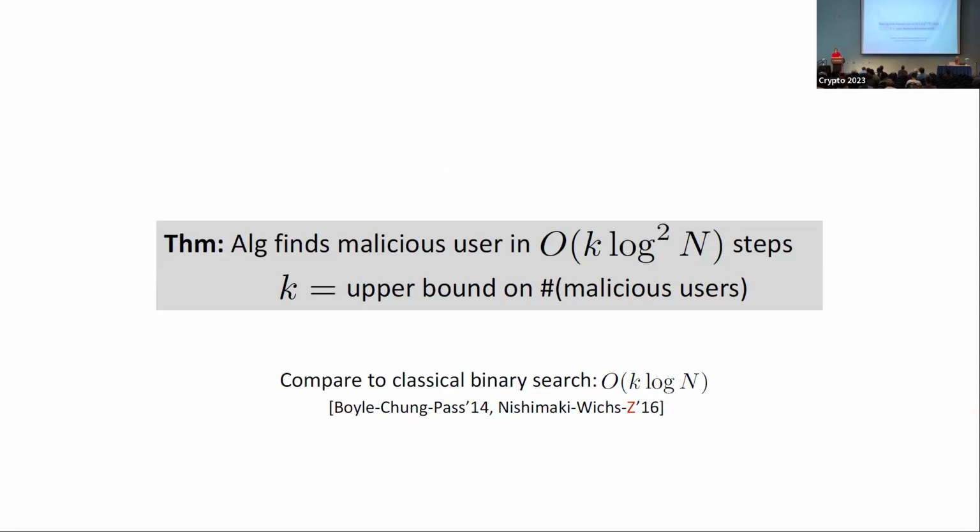So we show that an algorithm finds a malicious user in k log squared n steps, where k is an upper bound on the number of malicious users. This is a bit worse than the classical binary search, where it was only linear in log n instead of quadratic.